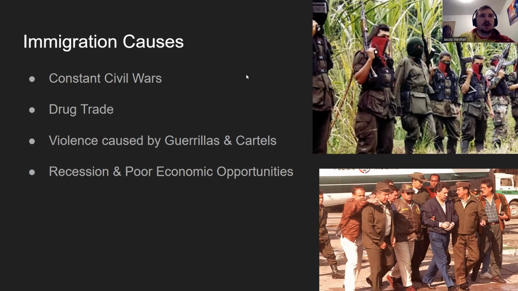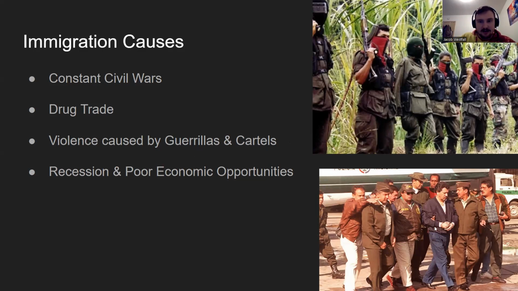If you've ever watched Narcos, you can see some examples of Pablo Escobar bombing convenience stores, storming the Capitol, and events like that led to many people emigrating from Colombia. Other reasons: violence caused by guerrillas and cartels.